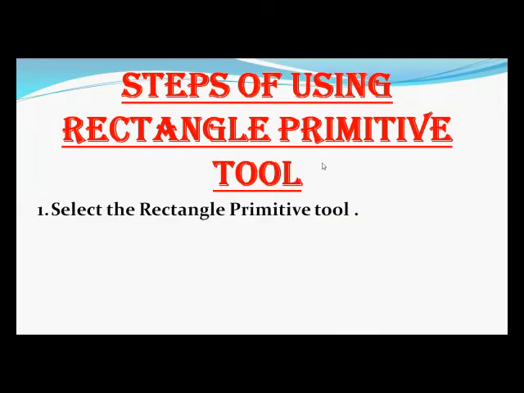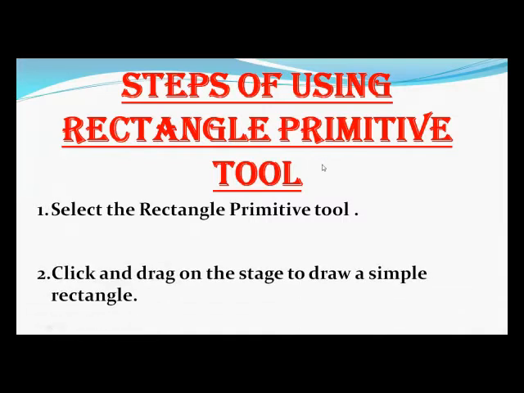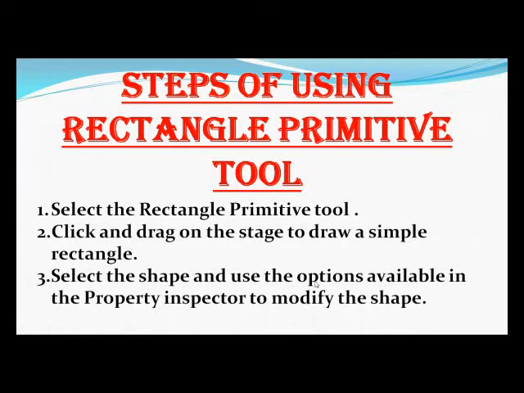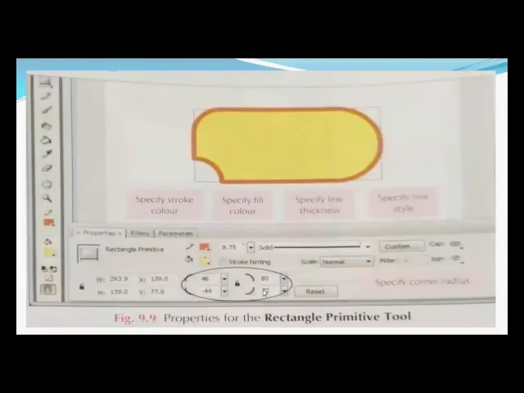Now, steps of using the rectangle primitive tool. Select the rectangle primitive tool as I have shown you the icon in the previous slide. Click and drag on the stage to draw a simple rectangle. Select the shape and use the options available in the property inspector to modify the shape. Now these are the options and the properties of the rectangle primitive tool.